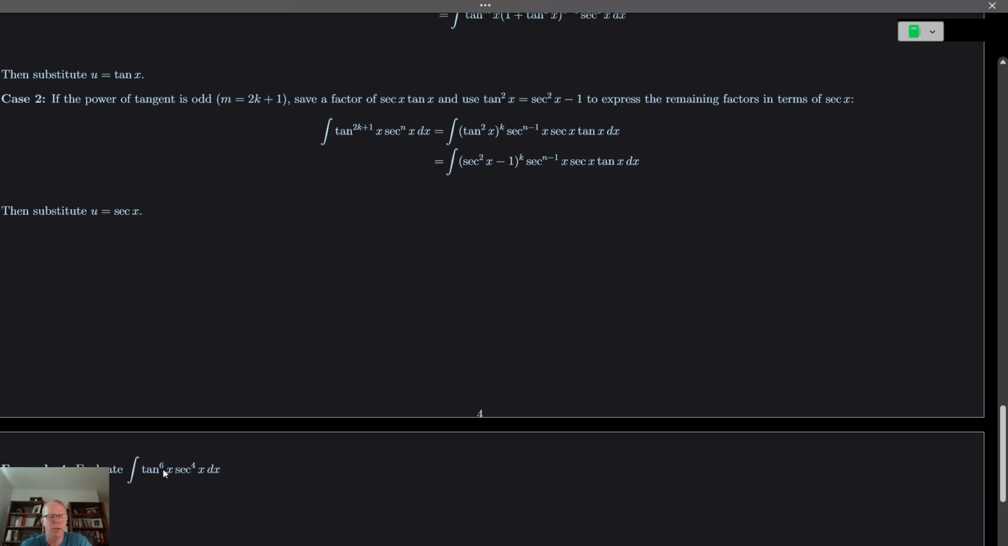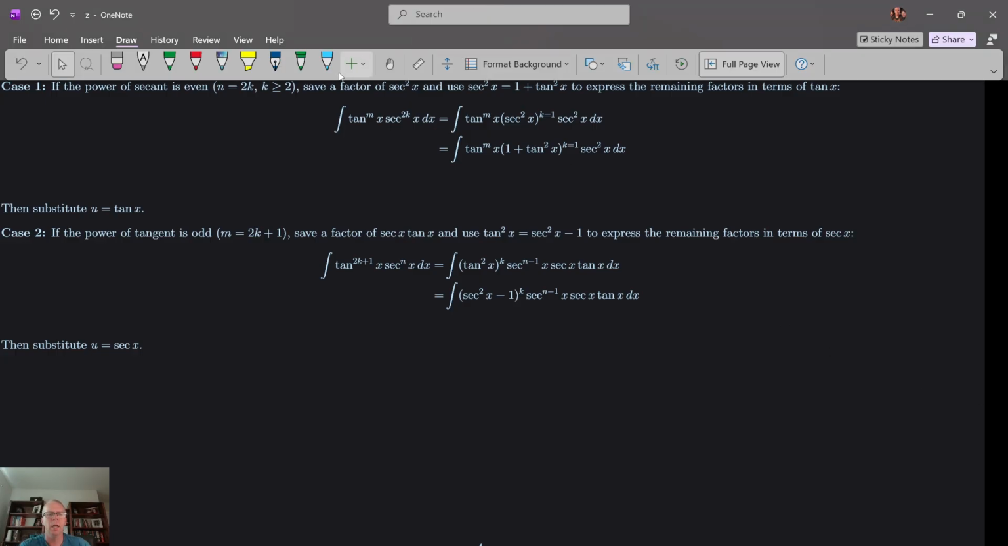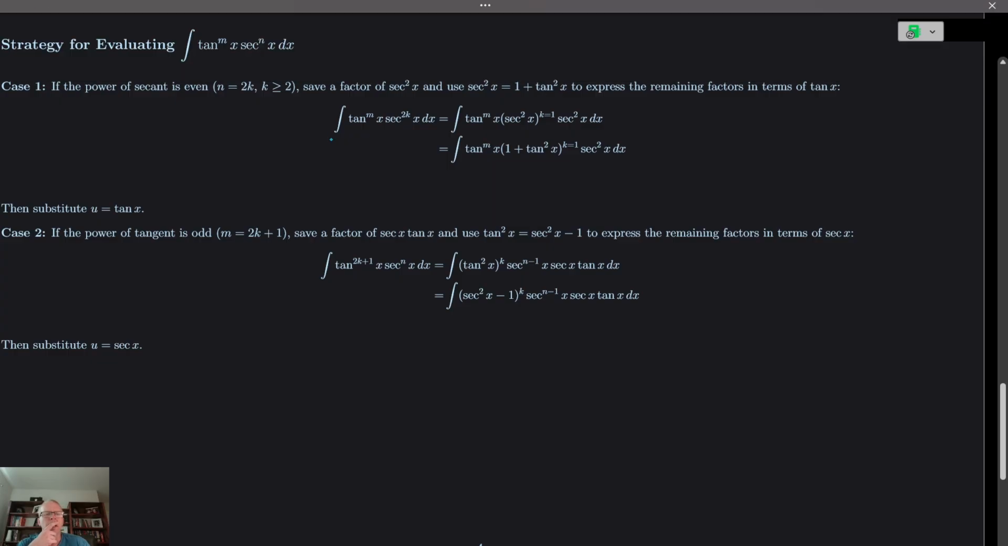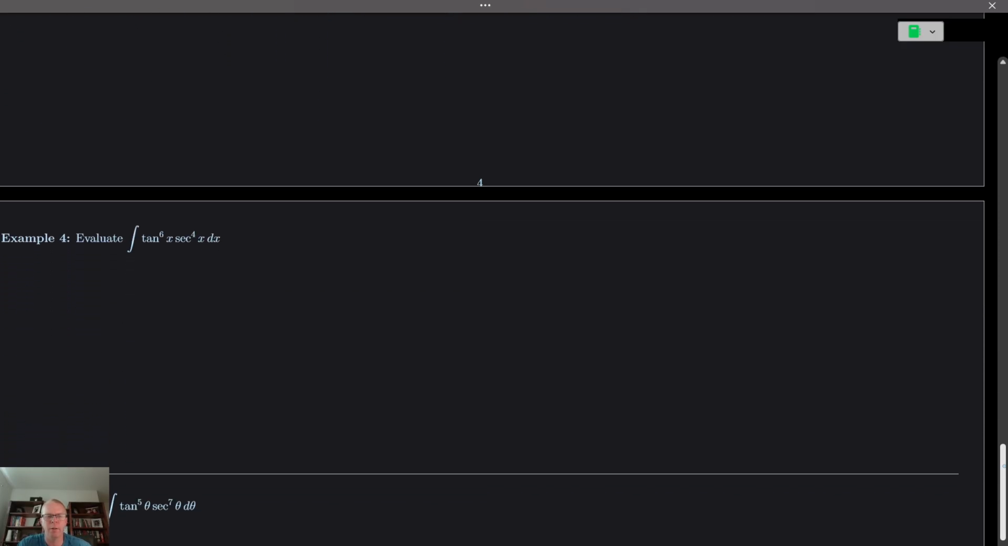We have tangent to the sixth, secant to the fourth. So they're both even, obviously, but we're really interested in the secant exponent being even. So what do we do in this case? We're going to factor out a secant squared from our integral. Tangent to the sixth stays the same for now, and we split the secant to the fourth into secant squared x, secant squared x dx.